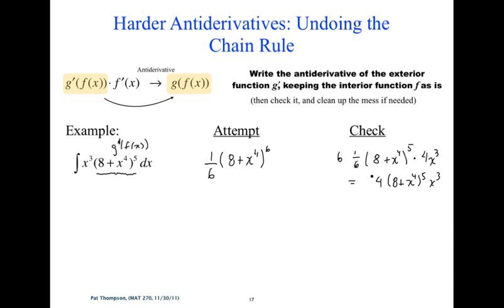We have an extra factor of 4, right, that we don't want. So that means we need a factor of 1/4. And if we checked it, we won't go through it all, but it would be right, okay? And so then we can simplify this to 1/24 times (8 plus x to the fourth) to the sixth.